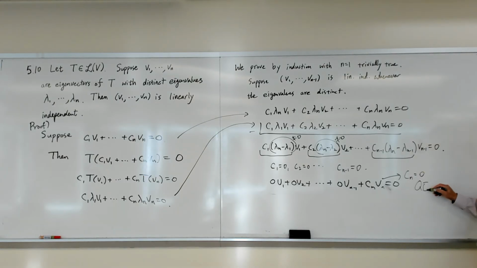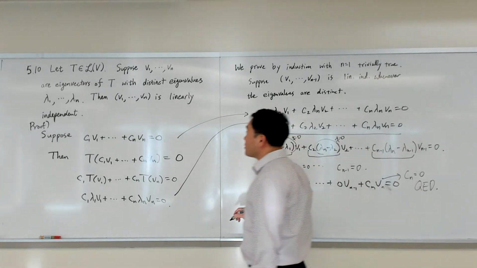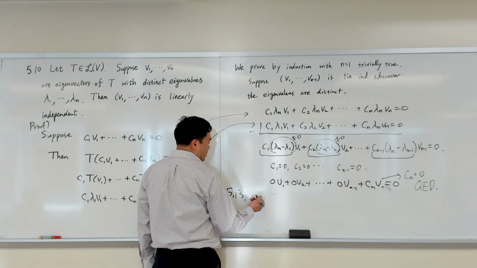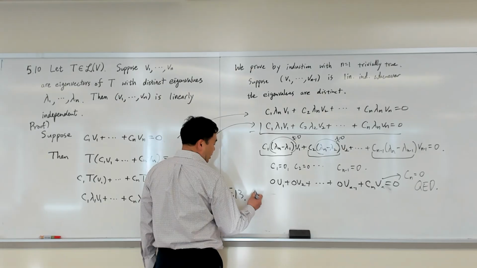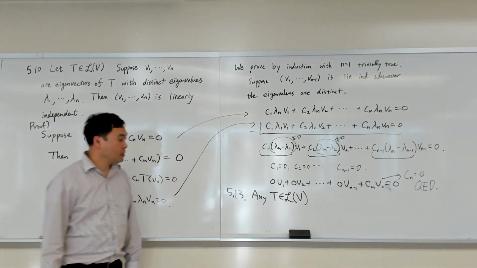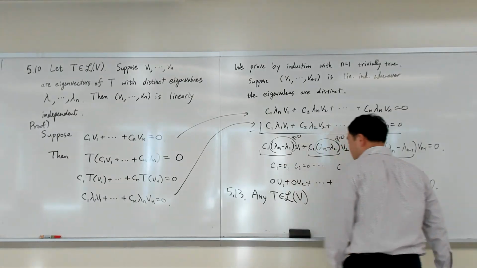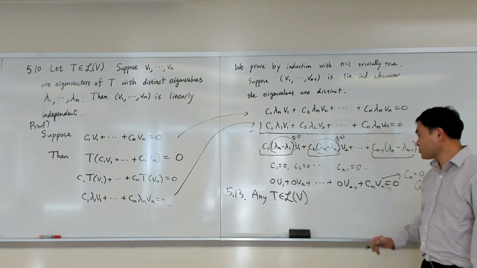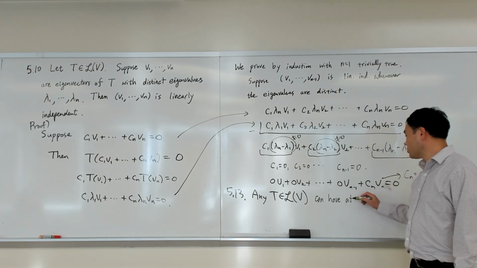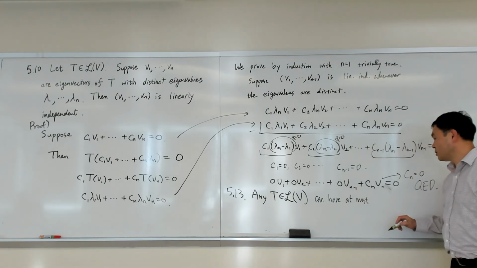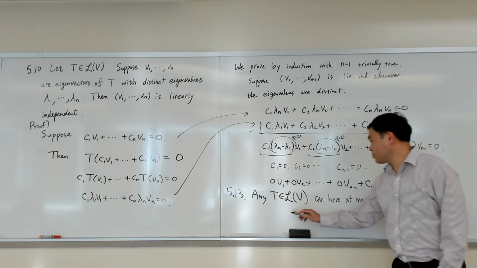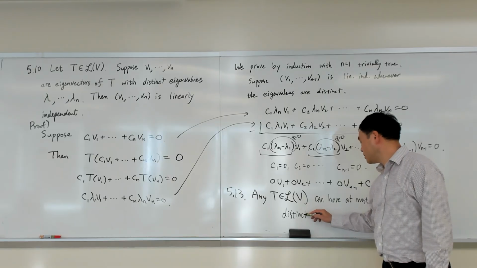So QED, the proof is done, and I just want to write down a quick corollary, which is 5.13. Any operator T on a finite dimensional vector space V can have at most dimension V distinct eigenvalues.